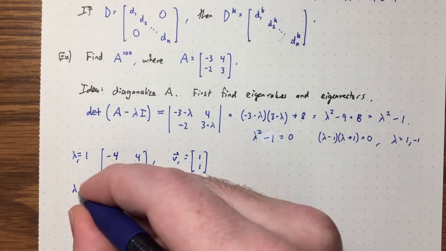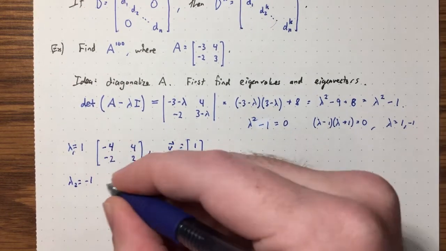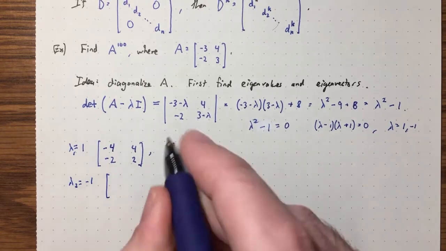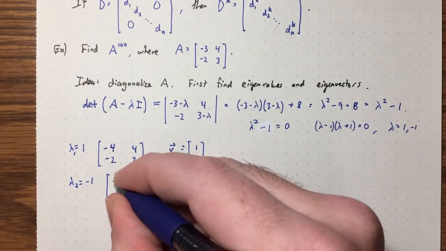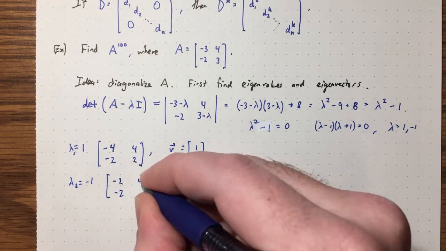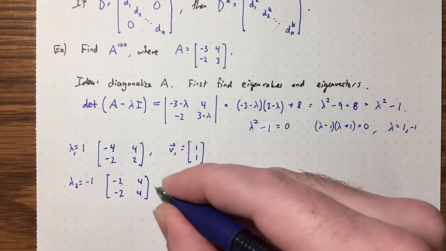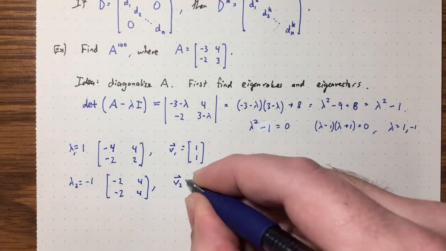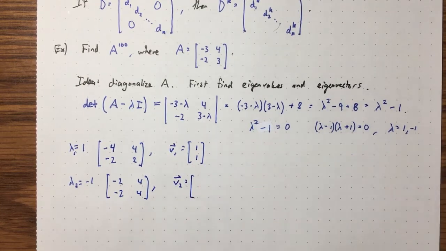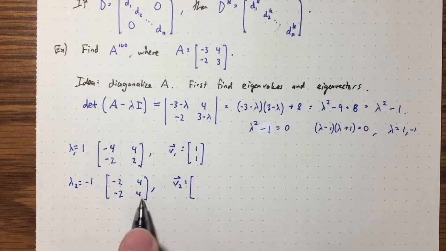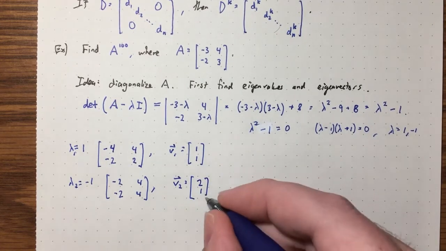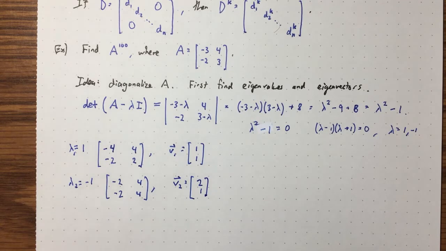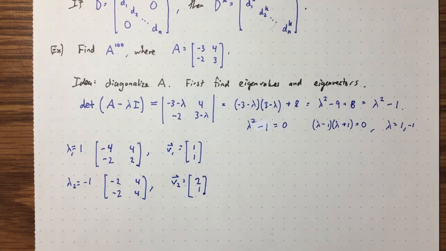And then for lambda equals negative 1, what's the matrix we're looking at? We have 3 minus negative 1 this time, and minus 3 minus negative 1. So it's minus 2, 4, and then 4. And again, we can just see an eigenvector by looking at this matrix. Take double the first column and add the second column, and we get the 0 vector. So there's another eigenvector.